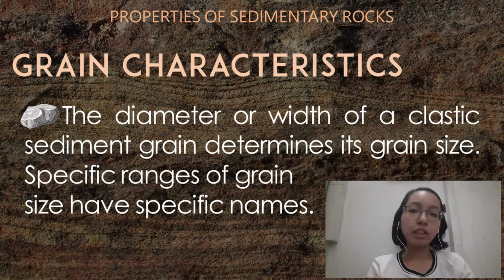The second one is the grain characteristics. The diameter or width of a clastic sediment grain determines its grain size. Specific ranges of grain size have specific names. So meaning yung grain or yung diameter or width ng isang sediment grain, sila yung nagde-determine kung gaano kalaki yung grain size ng isang sedimentary rocks. Tapos kada grain size, meron silang kanya-kanyang tawag.